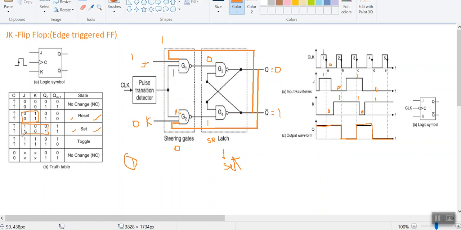Whereas in the last condition we can observe that when J is equal to 1 and K is equal to 1, a new state is occurring. That new state can be named as toggle state. So here I would like to explain that J is equal to 1 and K is equal to 1. So here I considered J is equal to 1 and K is equal to 1.